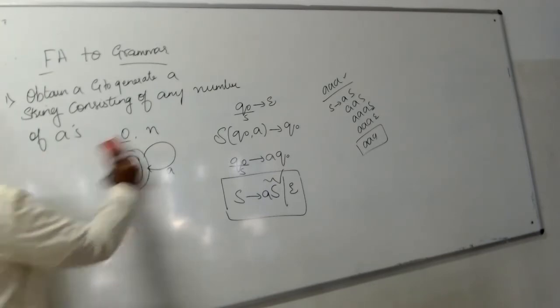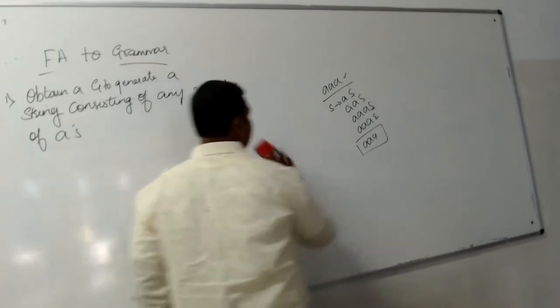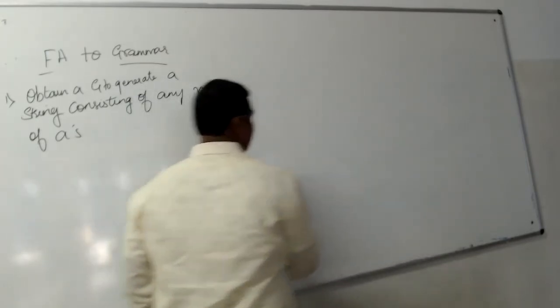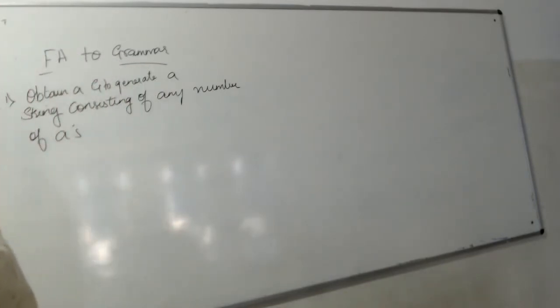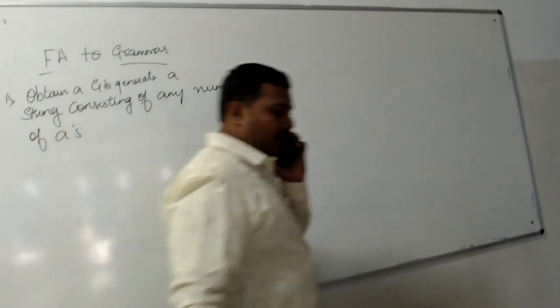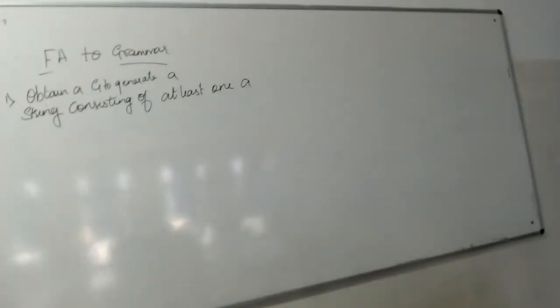Okay, we move on to the next problem. Obtain a grammar G to generate a string consisting of at least one A.